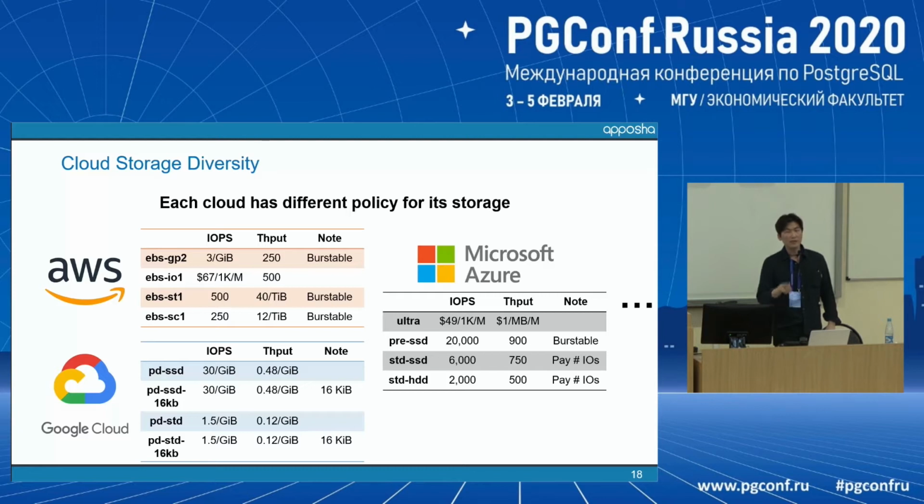Actually, on Google Cloud, they support 16 kilobyte atomic write already. So if you need to write atomically in your application, you can rely on this type of storage. And in Azure Cloud, there are 4 types of block storage: ultra disk, premium SSD, standard SSD, and standard hard disk drive. And all these 4 types of storage have different policies.